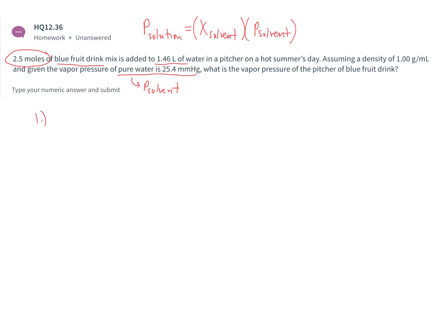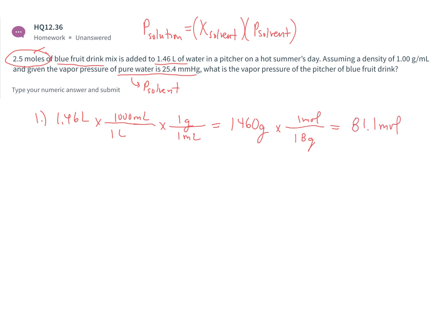To find the mole fraction, I already know moles of my solute. I have to find moles of my solvent. So I've got 1.46 liters, and I know in 1 liter I have 1,000 milliliters. And then given the density of water, I know 1 milliliter of water is 1 gram of water. So multiply that by 1,000 and I get 1,460 grams of water. Water is 18 grams per mole, right? 18 grams for every 1 mole of water. So divide that by 18 and I get 81.1 moles of water.